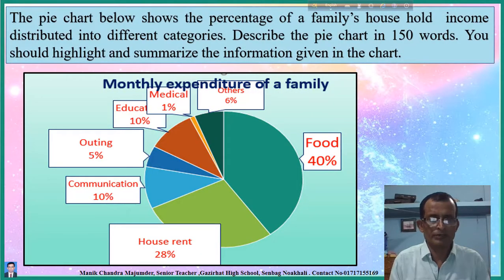I would like to make the topic clear to you. Think this is your question paper and you are asked that the pie chart below shows the percentage of family household income distributed into different categories. Describe the pie chart in 150 words. You should highlight and summarize the information given in the chart.